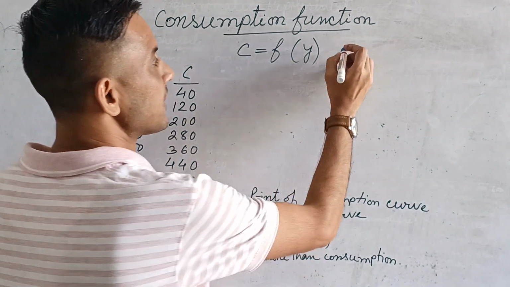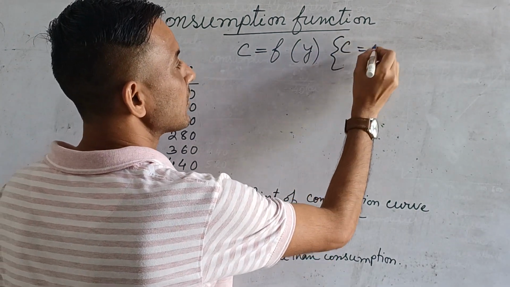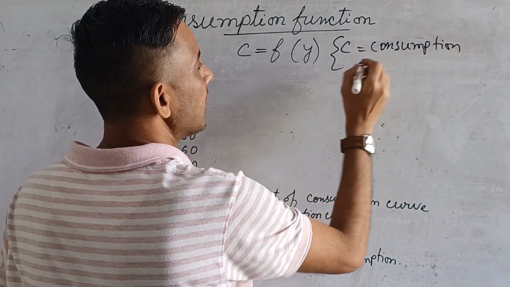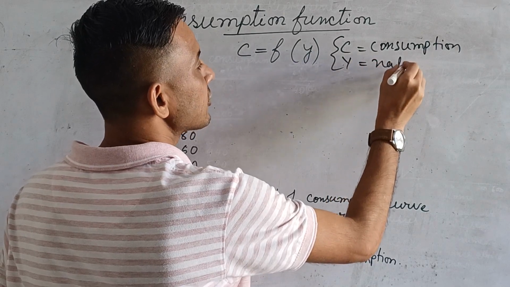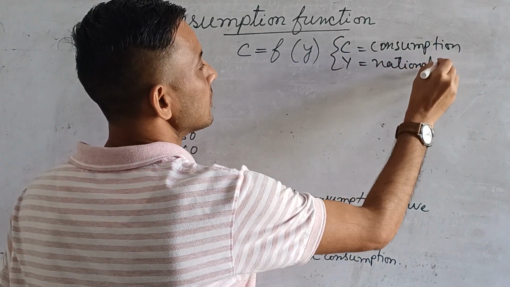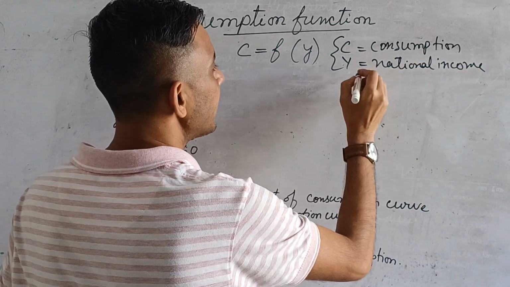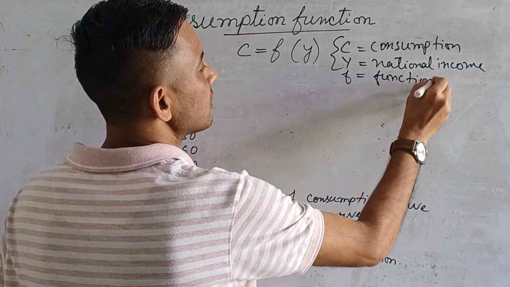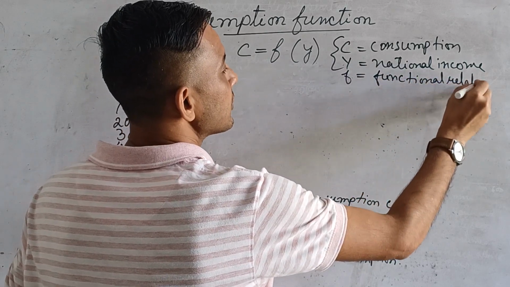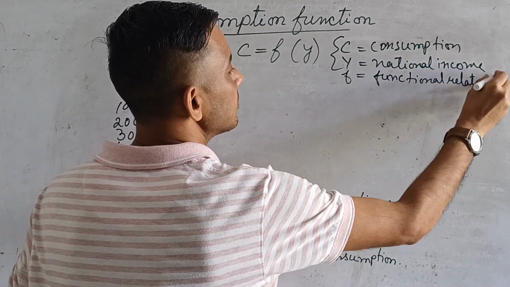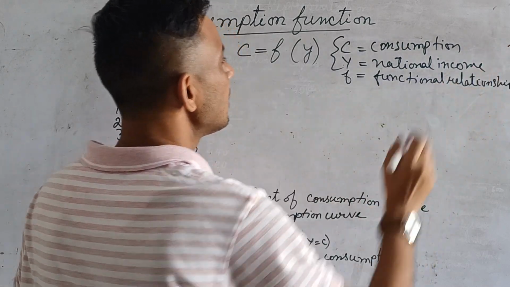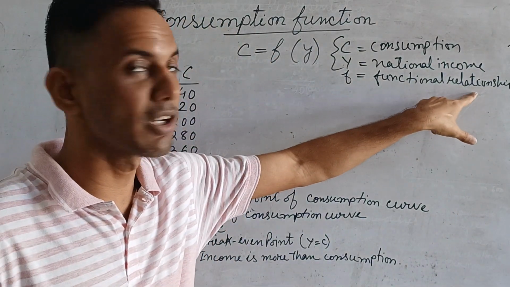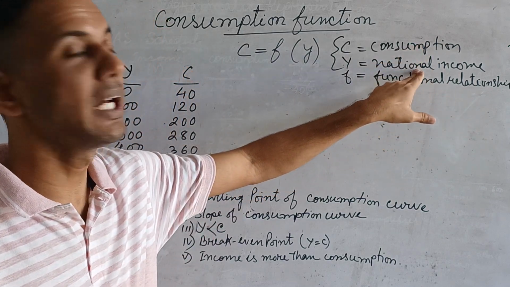So in here, C means consumption, note down. Y is national income, and F means what? Functional relationship. Okay, so consumption function refers to the functional relationship between consumption and income.